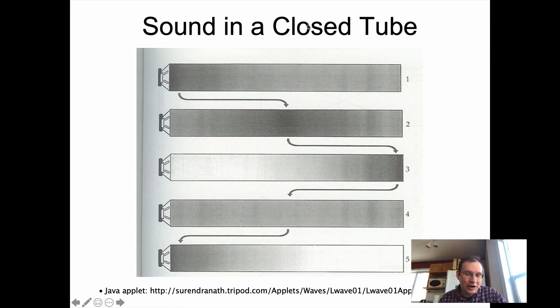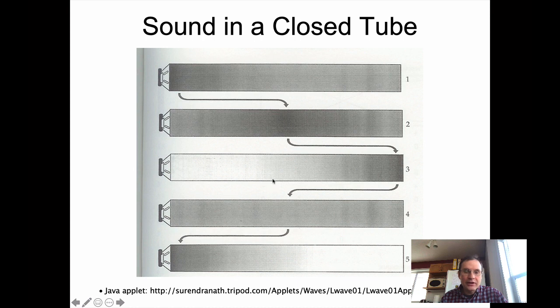I forgot to mention that part, but we have a closed tube at the far end. And the air molecules will bunch up at that end, but then also the wave will bounce back. So this compression travels down the length of the tube, bounces, and comes back the other way until it gets back to the loudspeaker.